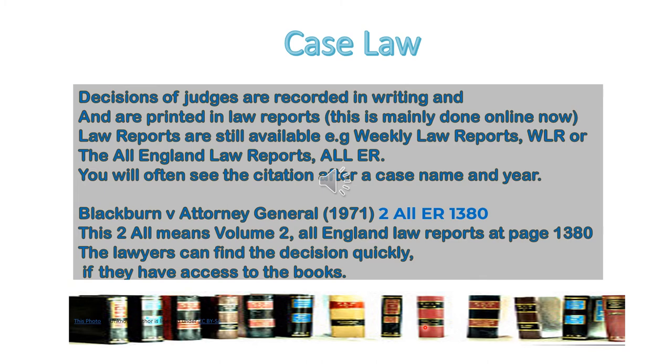So you often see what lawyers call the citation after a case name and year. Here's an example of one, Blackburn v Attorney General 1971, and the citation is 2, so it's the second book of that year, All England Reports at 1380. So that's the page number, page 1380. This means volume 2, law reports at page 1380, so the lawyers can find the decision quickly. And each citation is slightly different.